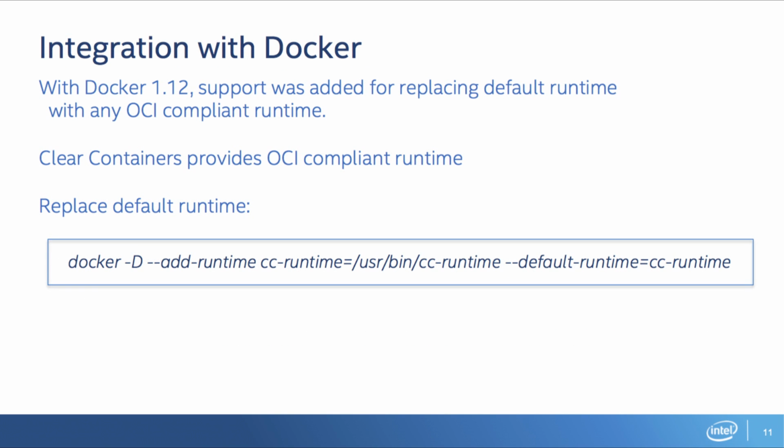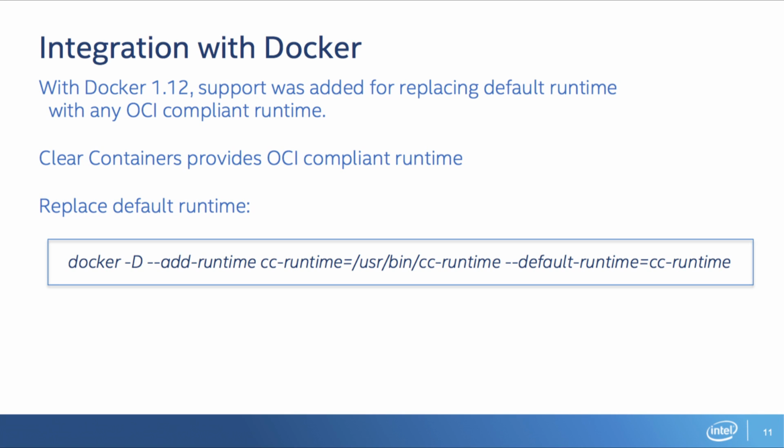So how do we integrate with Docker? I mentioned that we use the same tooling as regular containers. So this would need integration with tooling like Docker. With Docker 1.12, Docker added support for replacing the default runtime with an OCI compliant runtime. OCI stands for Open Container Initiative, and it's a specification that is developed by Docker and others in industry to have a common specification for container formats and their runtimes.